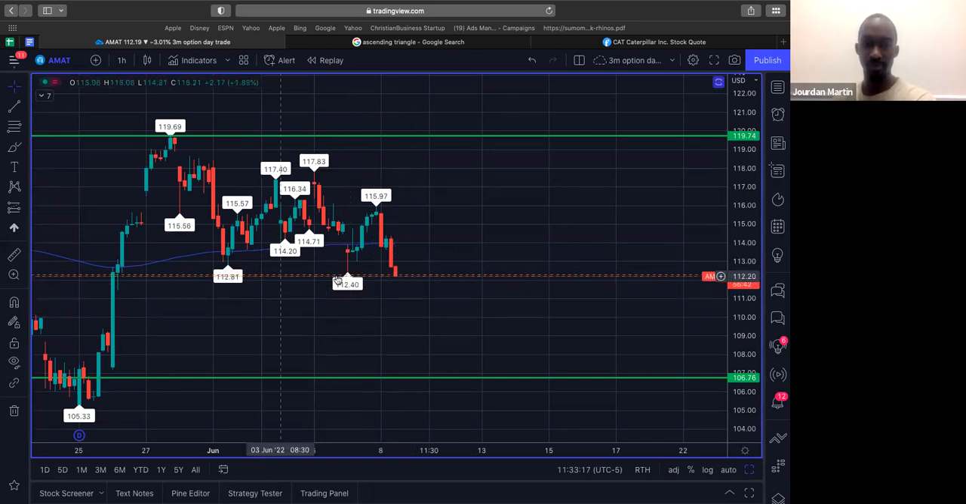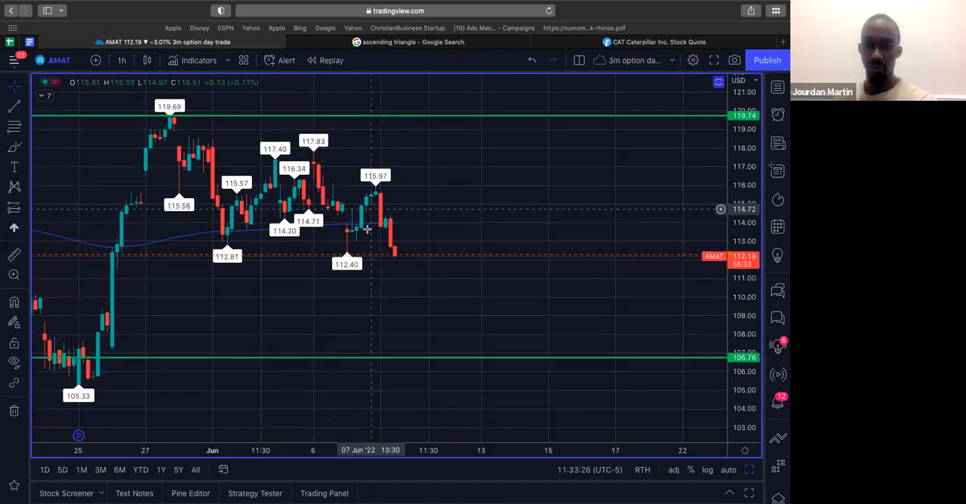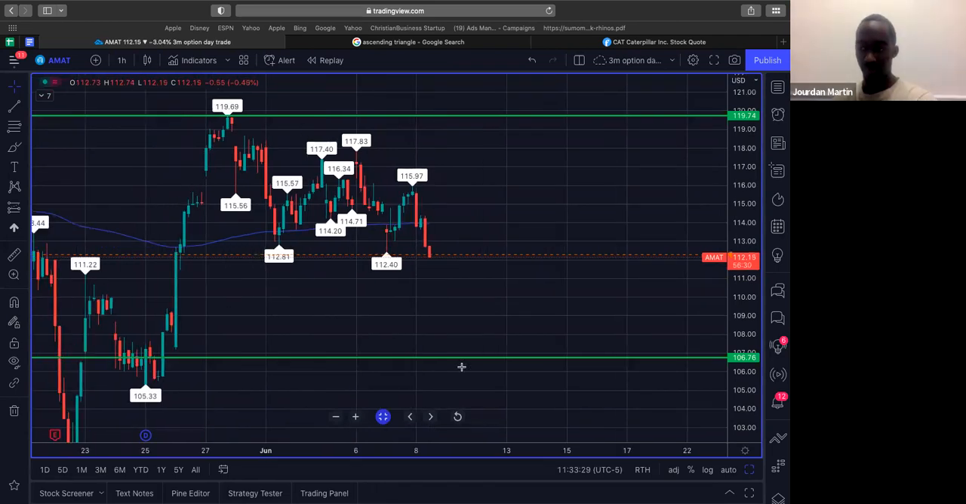We see a breach of this support level, making a new low. Ideally, of course, you want it to close below it, but that could be a potential swing, to swing it out to maybe 2 weeks or so. You can see it drop back down to this 106 area. So that alert did trigger. I'm not taking the trade, but that alert did trigger.